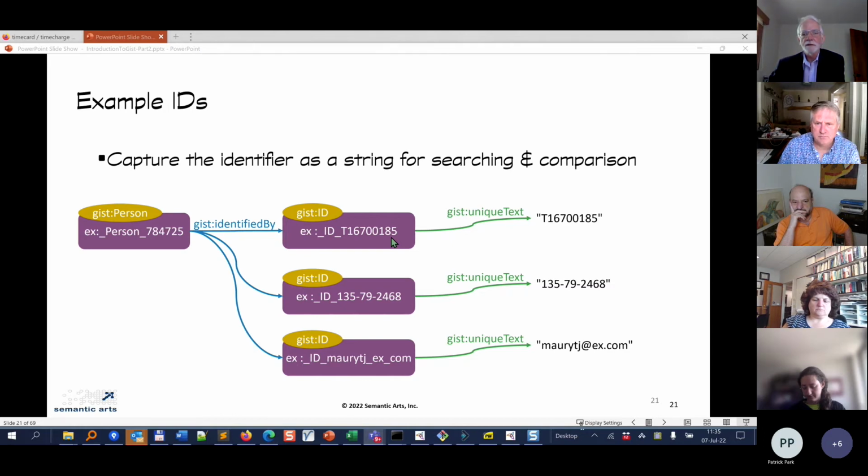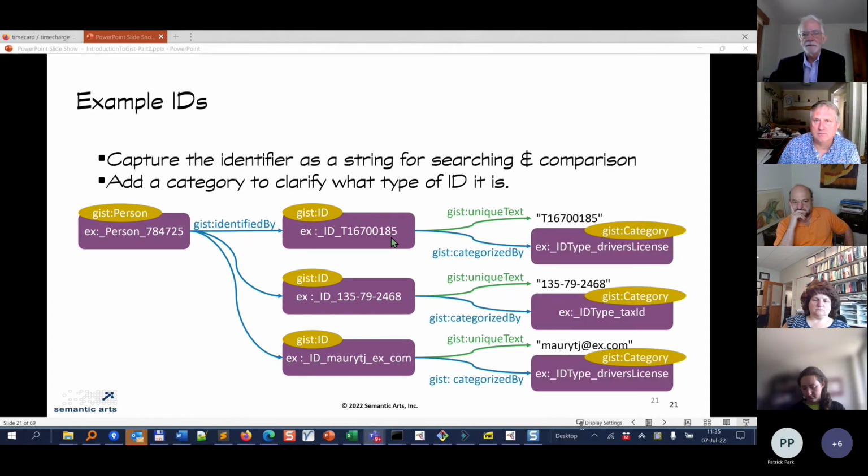But an alternative way, and there are pros and cons to anything, is the way I'm going to show you right now. We say this identifier is a direct instance of the class gist ID, and here's its text, which is the main part of an identifier. But we're going to create a category called ID type and then have instances of it. And that's what tells you the context. So there could be another identifier which has exactly the same string, T167000185, but it's not a driver's license. It's maybe a tax ID.